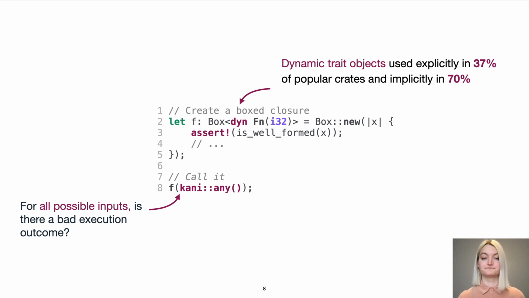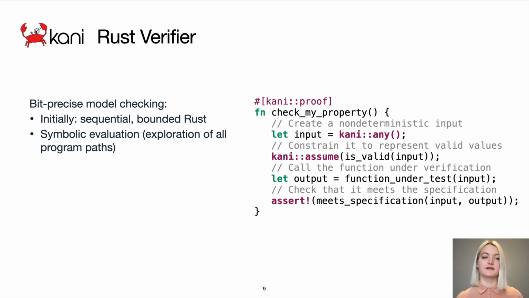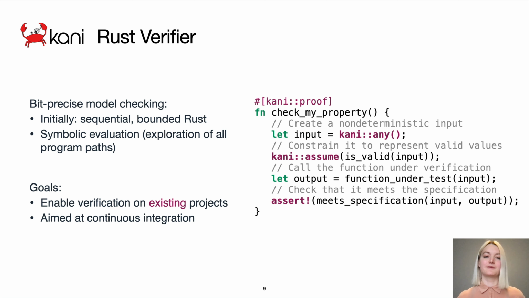To give some background on Kani, Kani is a new verifier for Rust based on bit-precise model checking. Our initial focus is on sequential and bounded Rust, and Kani is based on the idea of symbolic evaluation. So we're concerned with exploring all possible program paths, as opposed to symbolic execution, which might only focus on some paths. Two important goals to keep in mind here is that Kani wants to enable verification on existing projects. So we'd rather not restrict ourselves to a small set of Rust. We want to be able to handle lots of real-world code.